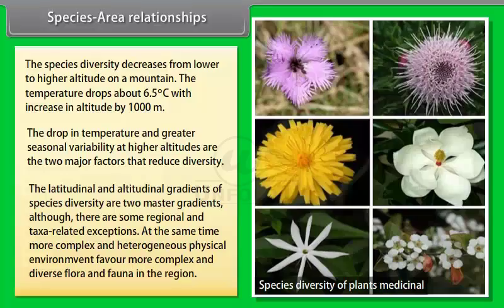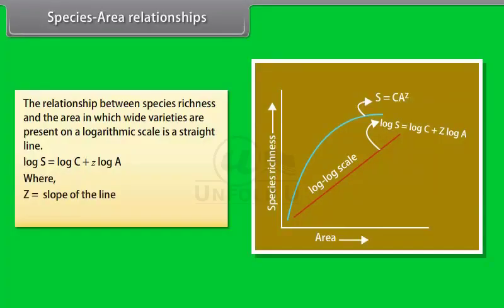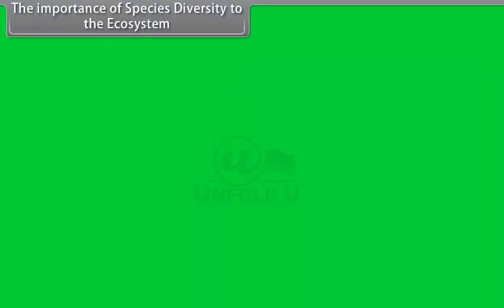At the same time, more complex and heterogeneous physical environment favors more complex and diverse flora and fauna in the region. The relationship between species richness and the area in which wide varieties are present on a logarithmic scale is a straight line. Log S is equal to log C plus Z log A, where Z is the slope of the line, C is the y-intercept.